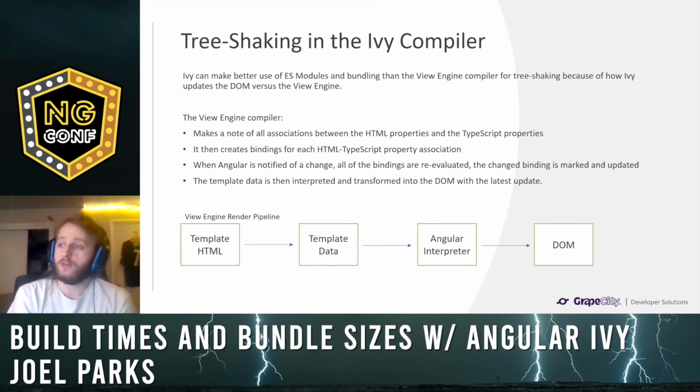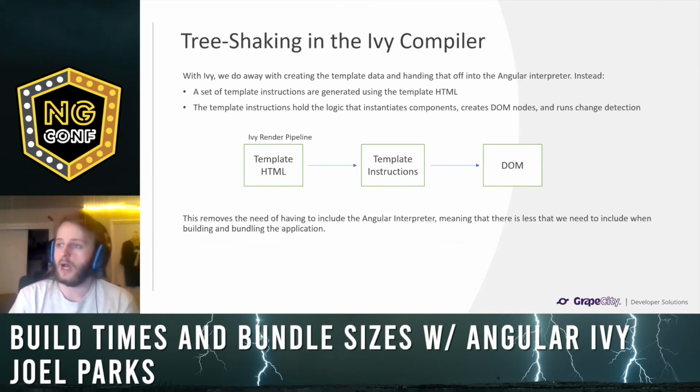Ivy can make better use of ES modules and bundling than the View Engine because of how Ivy updates the DOM versus how the View Engine would do it. When the View Engine updates the DOM, and you can kind of see this in the View Engine render pipeline image, it makes a note of all of the associations in the HTML properties and TypeScript properties. It then creates a binding between these associations. When Angular gets notified of a change, all of the bindings get reevaluated, and the changed binding is marked and updated. And then the template data is taken by the Angular interpreter and transformed into the DOM with the latest updates.